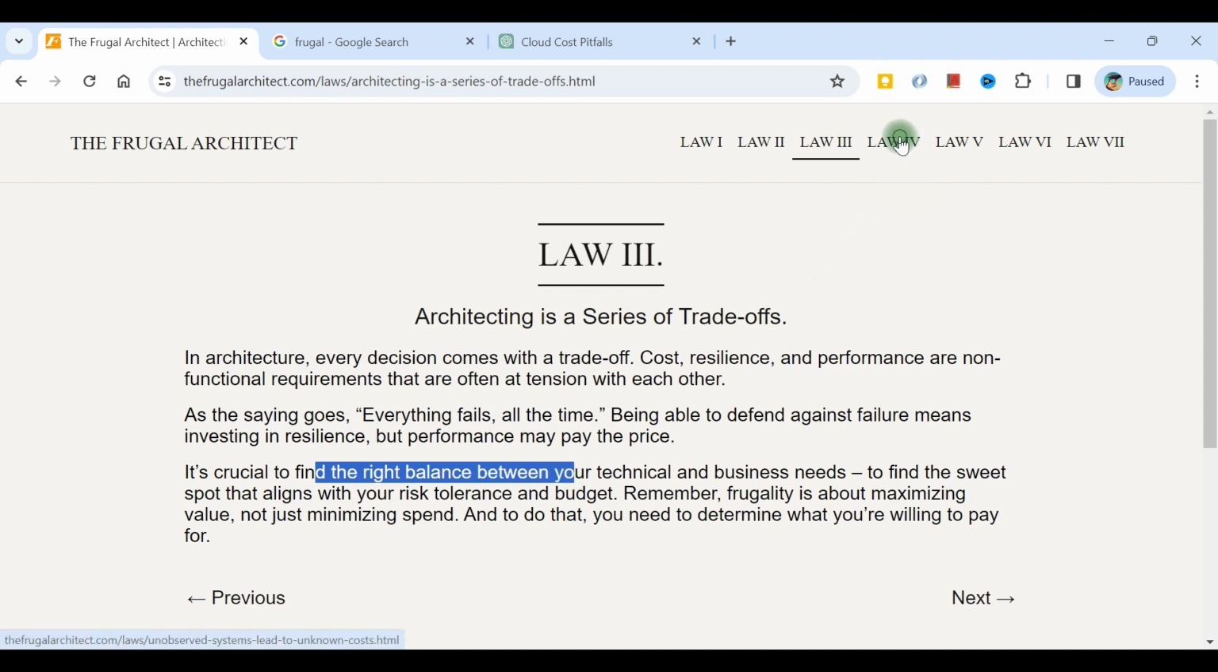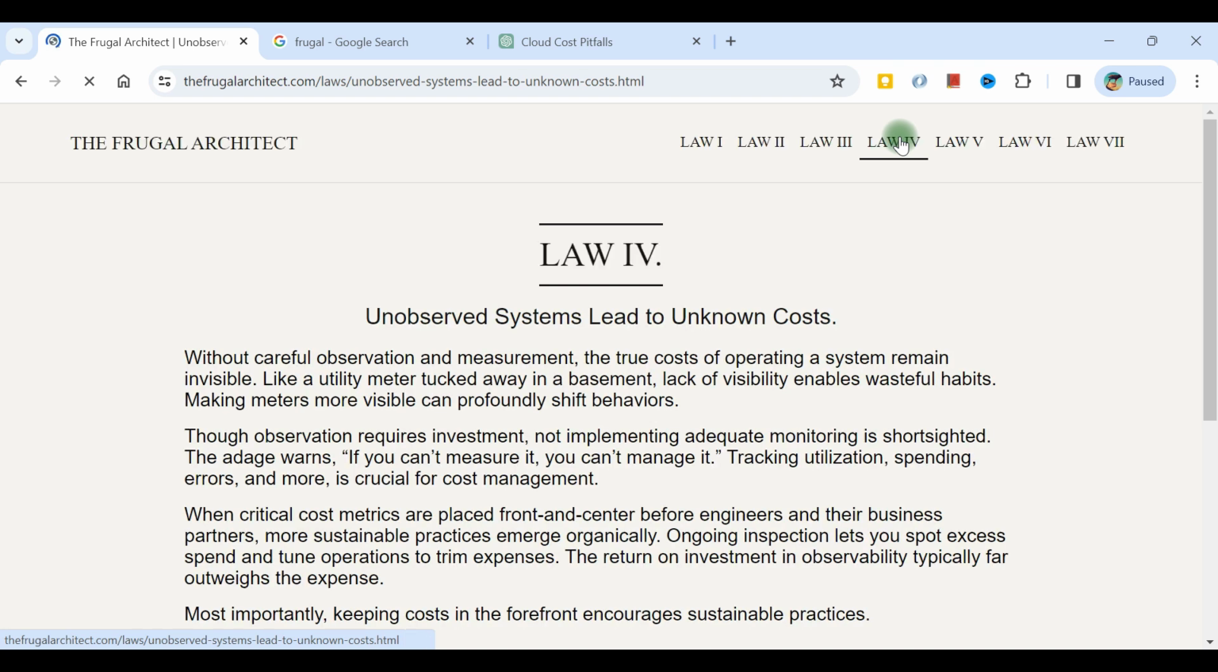So, coming to the fourth law, unobserved systems lead to unknown cost. Without careful observation and measurement, the true cost of operating a system remains invisible. Like a utility meter tucked away in a basement, lack of visibility enables wasteful habits. Making meters more visible can profoundly shift behaviors.